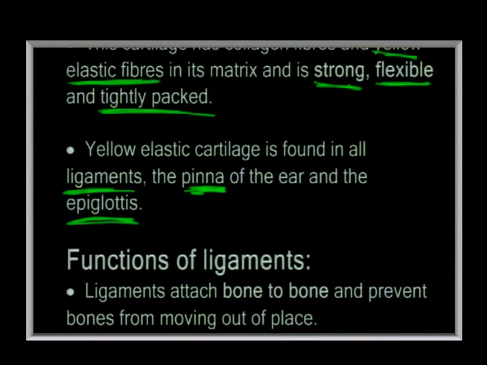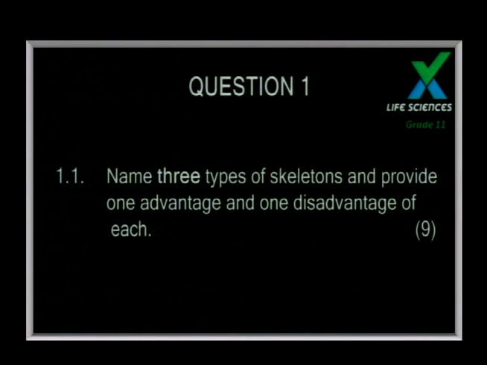Functions of ligaments: they attach bone to bone. That is your most important function of ligaments, is they attach bone to bone. So they're going to prevent the bone from just falling out of place. I mean, can you imagine that if all the joints in your finger weren't held, all these bones weren't held together and they were all just sort of dangly, you wouldn't be able to hold anything, you wouldn't be able to control it. Okay, now we go to our questions.